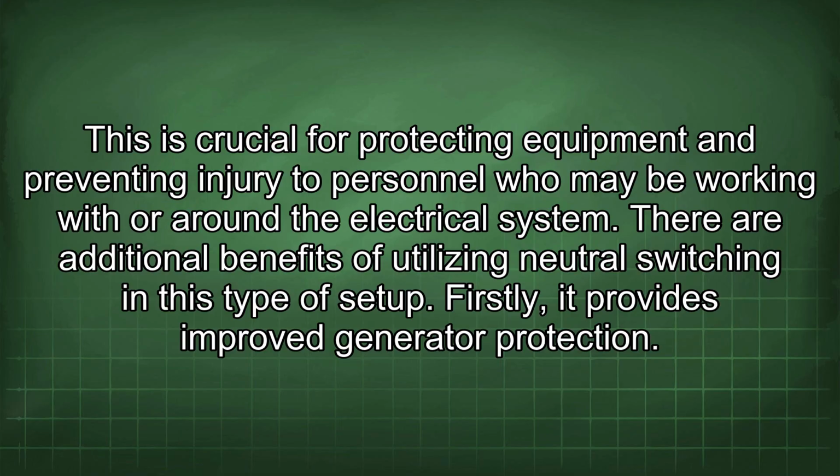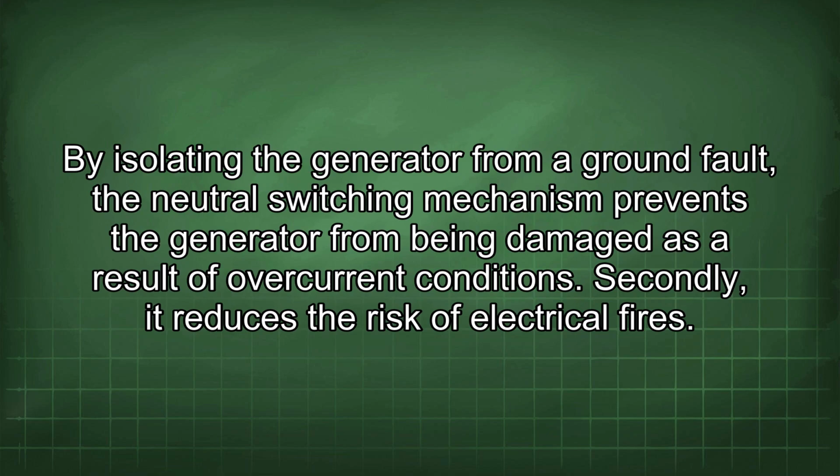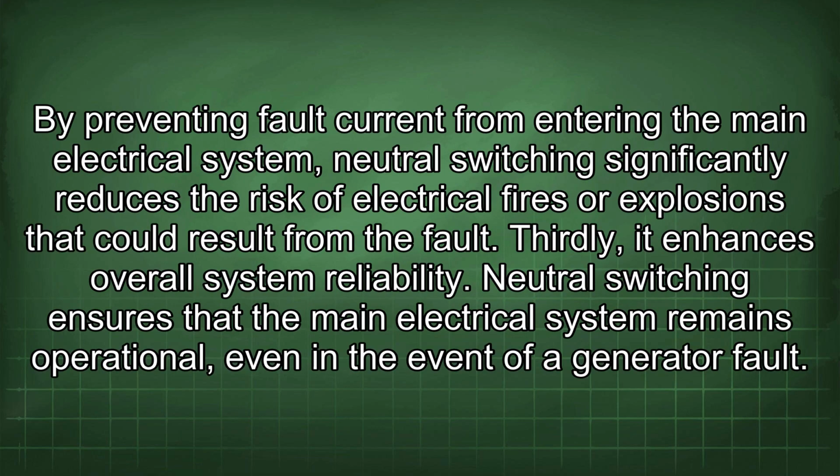There are additional benefits of utilizing neutral switching in this type of setup. Firstly, it provides improved generator protection. By isolating the generator from a ground fault, the neutral switching mechanism prevents the generator from being damaged as a result of overcurrent conditions. Secondly, it reduces the risk of electrical fires. By preventing fault current from entering the main electrical system, neutral switching significantly reduces the risk of electrical fires or explosions that could result from the fault.